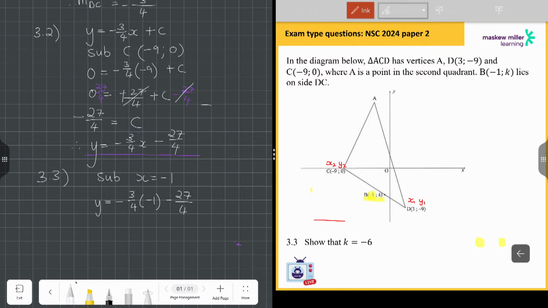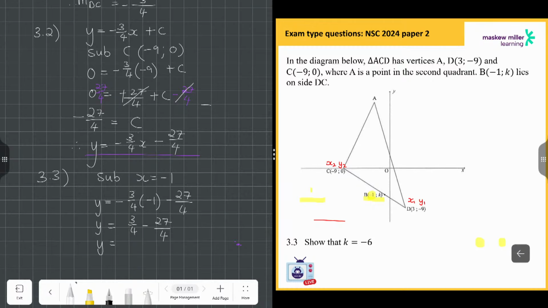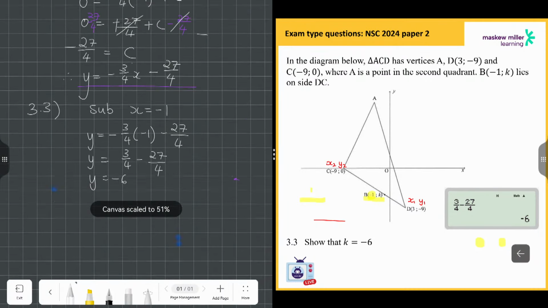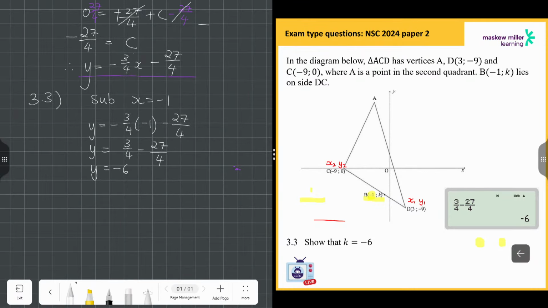So negative 3 over 4 times negative 1 will give me positive 3 over 4. So 3 over 4 minus 27 over 4. And we are working out the y coordinate over here. If we put that in our calculator, we will get negative 6. So 3 over 4 minus 27 over 4 should give us negative 6. Right, so y equals negative 6.